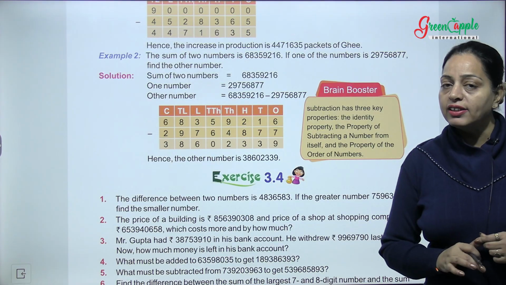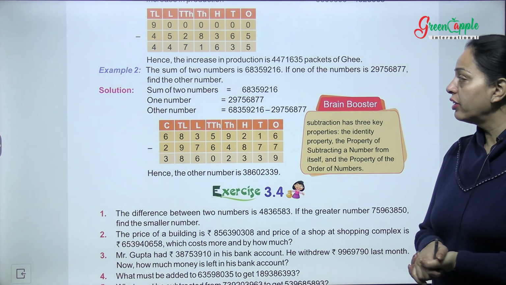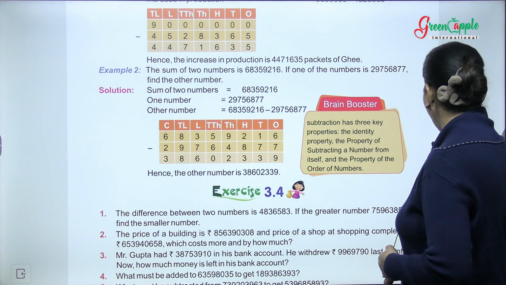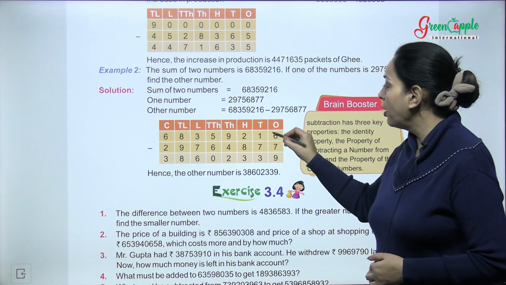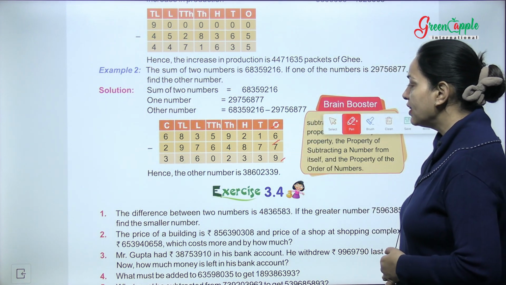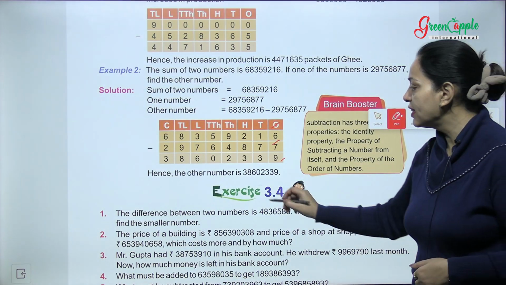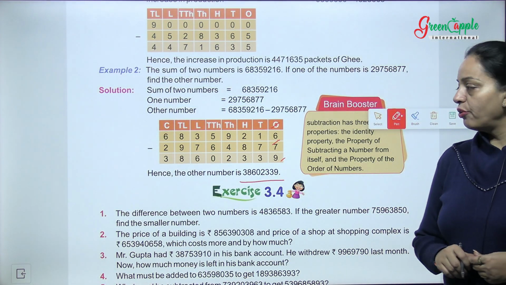Now example 2, the sum of two numbers is given, and if one of the number is given, find the other number. So how we can find the other number? So sum minus this one number. Now arrange the numbers according to their places. Now find the difference. This is the answer, right?